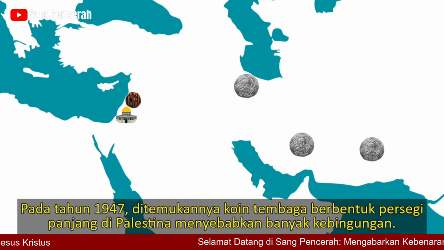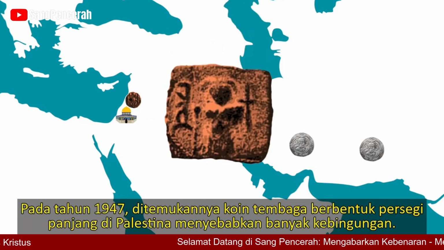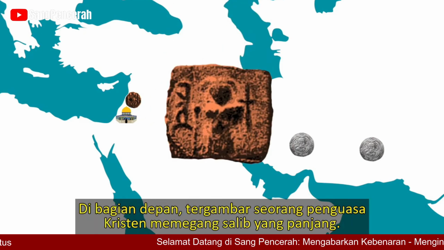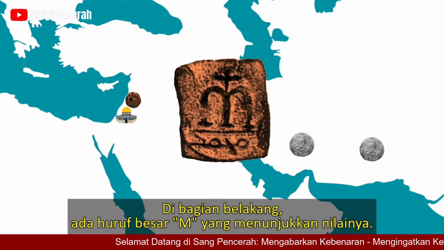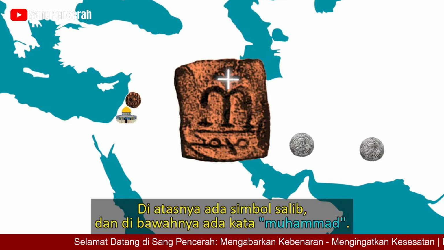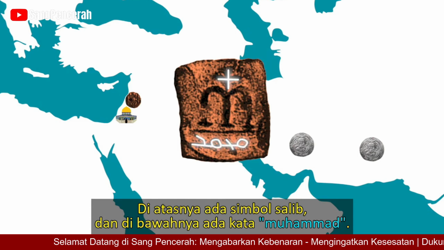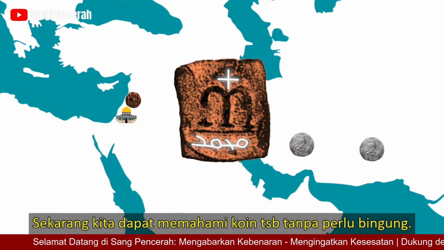In 1947, the find of a rectangular copper coin in Palestine caused a lot of confusion. On the front, it depicts a Christian ruler holding a long cross. On the back, there is a large letter M, indicating the denomination, above which we see another cross and below which we have the word Muhammad. Now we can understand the coin without being confused.